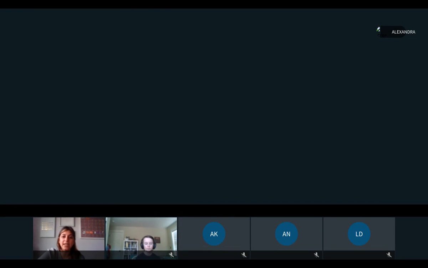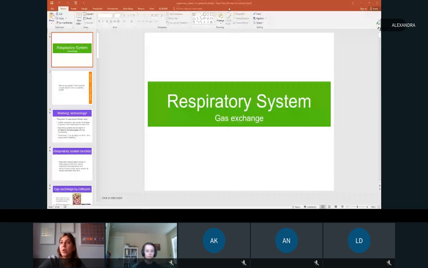I do expect you to be taking some quick notes, write down a phrase, write down some sort of summary, but it certainly does not need to be every single word. So let's first talk about the respiratory system. We also consider this the gas exchange.